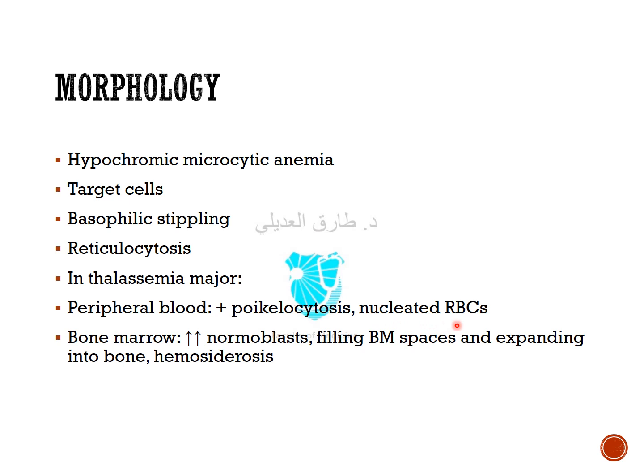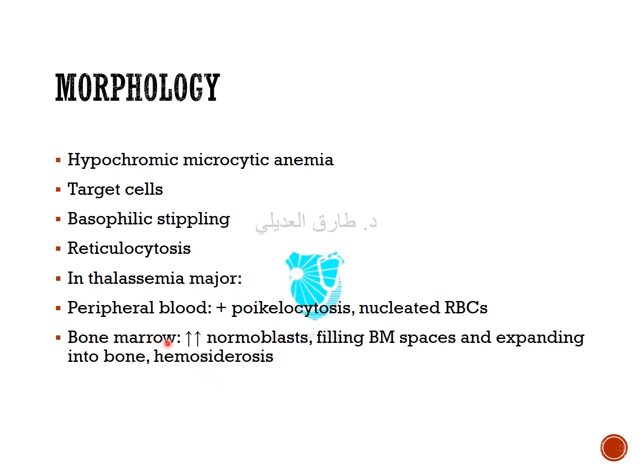We also see nucleated RBCs because there is an enormous number of them in the bone marrow, but they cannot compensate for the anemia. We have a very large number of nucleated RBCs in the bone marrow, so they can disseminate also in the peripheral blood. So this occurs only in thalassemia major.